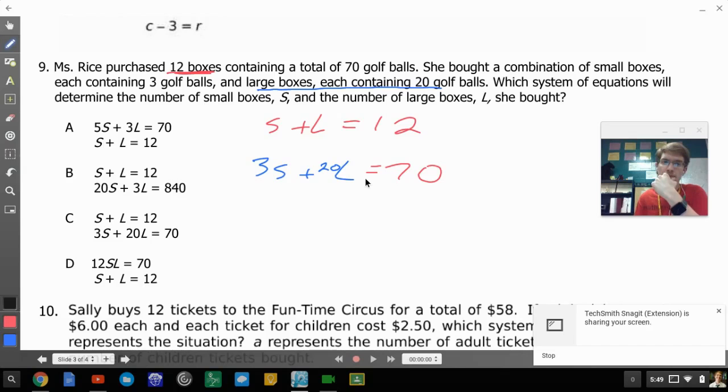Let's see. So 5S, yeah, 5S, S plus L is 12, okay. Possibly 20L, no, 20S. Small boxes can't contain 20 because the large boxes do that. So S plus L is 12, 3 for each small, 20 for each large, total of 70. Come back to that one. 12SL, I don't know where that 12 came from right there. That one's out. That one was just ludicrous. Gotta make sure it makes sense.